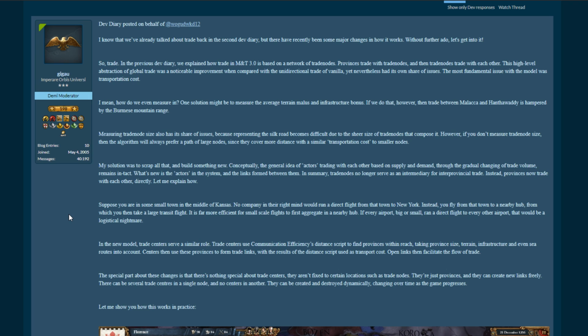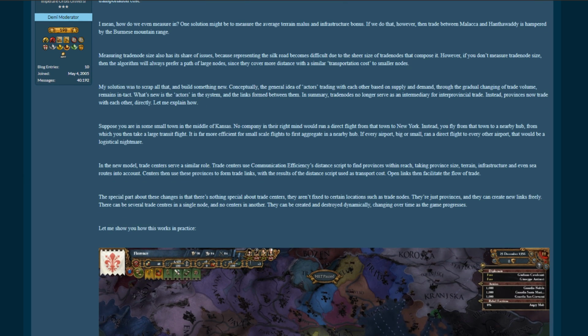Conceptually, the idea of actors trading with each other based on supply and demand through the gradual changing of trade volume remains intact. What's new is the actors in the system and the links formed between them. In summary, trade nodes no longer serve as an intermediary for intra-provincial trade. Instead, provinces now trade with each other. Let me explain how. And yes, the explanation is definitely needed because it's a bit of a word salad, right?